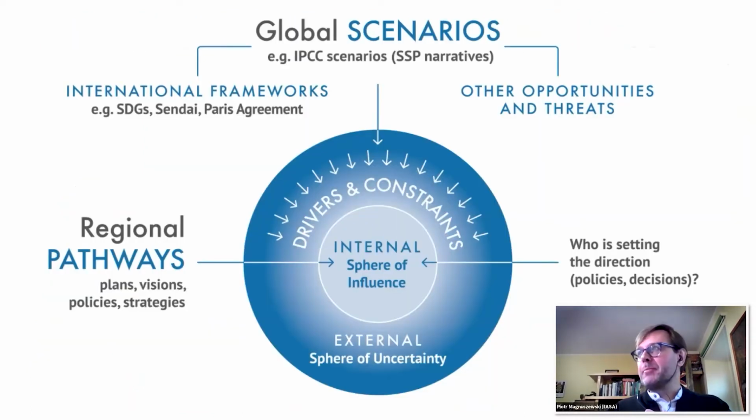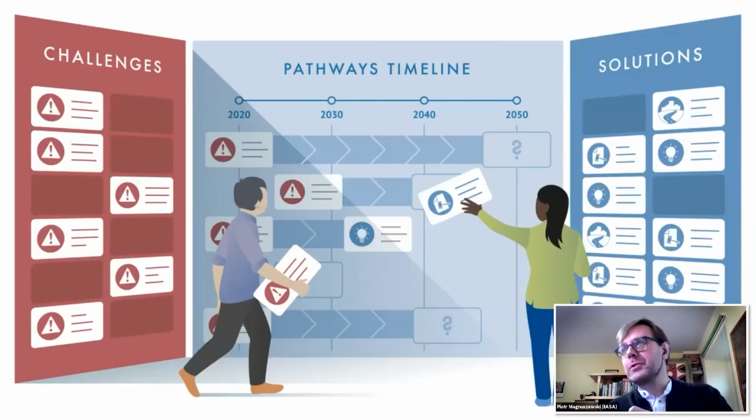So taking into account the lessons I mentioned earlier about the need for the sphere of influence, in the ISWEL project we have clearly distinguished this internal sphere, within which the stakeholders co-develop what we call regional pathways: the plans, visions, and policy strategies. We put them in the context of scenarios which are linked with the IPCC, but also potentially with other existing frameworks, especially the SDGs. And we made this very active. Everyone was invited to look at these different challenges and solutions, and how we can get from where we are now to 2050 in a sustainable way, so that in the end we achieve sustainability. And we look, of course, into this nexus aspect.